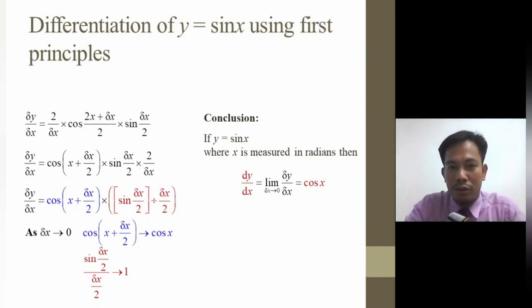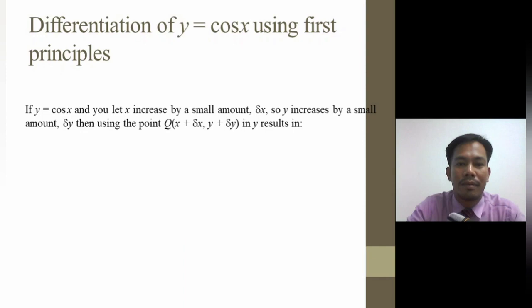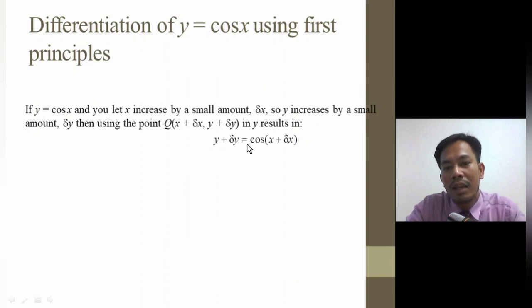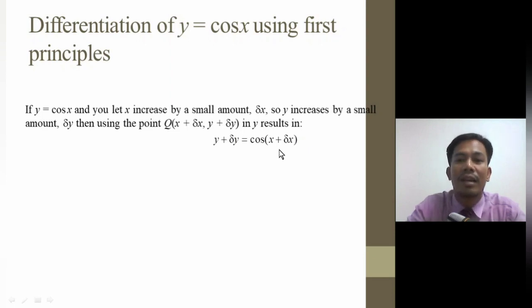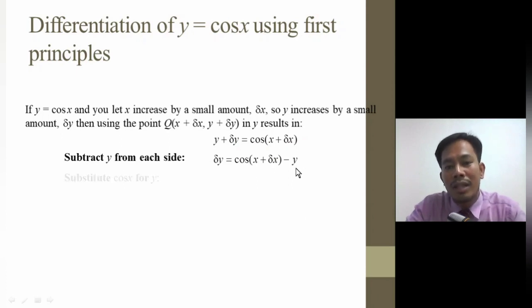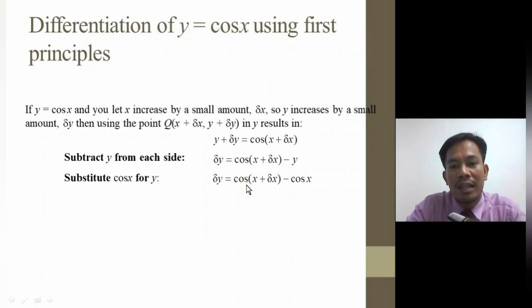Next, let's move on to the second trigonometric function, which is y is equal to cosine x. Again, x becomes x plus increment of x, y becomes y plus increment of y. Thus, y plus increment of y equals cosine of the angle x plus increment of x. If I subtract both sides by y and change the value of y to cosine x, it will be cosine of x plus increment of x minus cosine x.